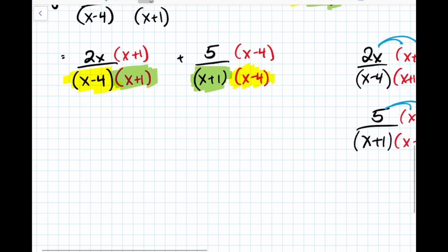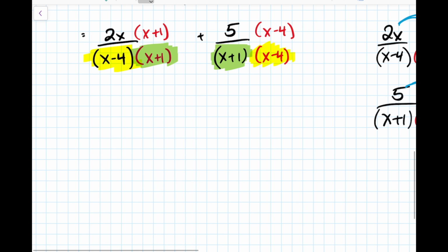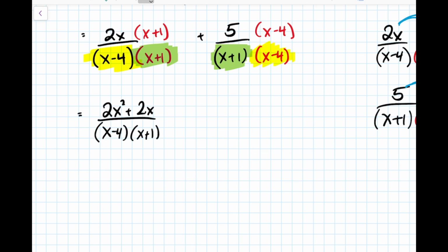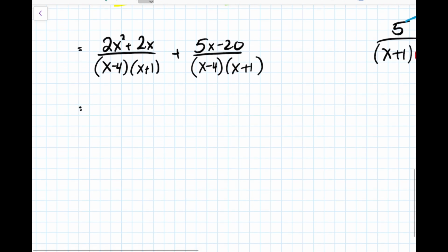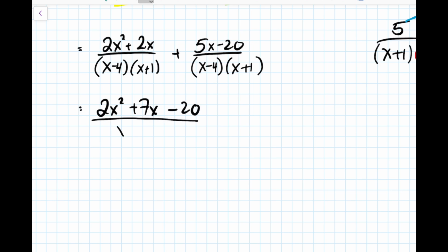So going back to our original question then, once we've multiplied out both of those, we now have 2x squared plus 2x over x minus 4 times x plus 1 plus 5x minus 20 over x minus 4 times x plus 1. And so now this is just the same thing that I had in my first 6.3 video, because we've already got common denominators. So we're just going to add these together. So I've got 2x squared. 2x plus 5x is going to get me 7x. The 20 is just a 20. And my denominator is x minus 4 times x plus 1.